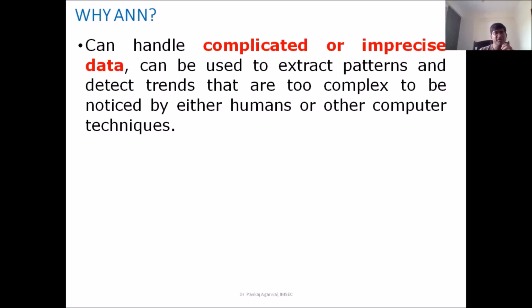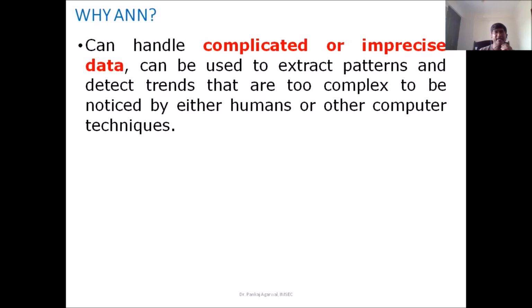So there can be a lot of issues with my data. This data can be very complicated and very huge, because when I'm going to convert this into a human or computer readable format, the speech can be a huge amount of data, right? So ANN, artificial neural networks, will be very good at dealing with this complicated and huge data.